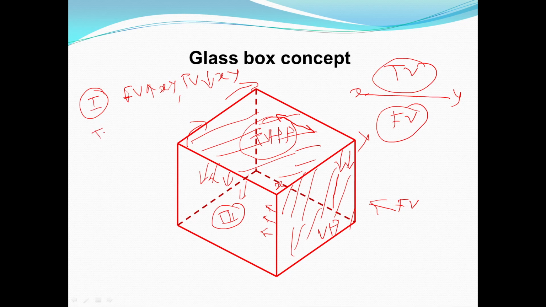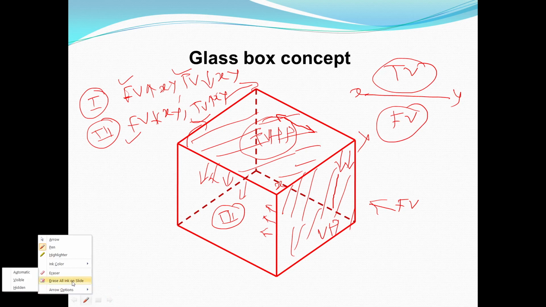Exactly the opposite happens in the third quadrant. The front view is below the XY line, and the top view is above the XY line. Here, in the first quadrant, the front view is above the XY line and the top view is below the XY line. Here, in the third quadrant, the front view is below the XY line and the top view is above the XY line.